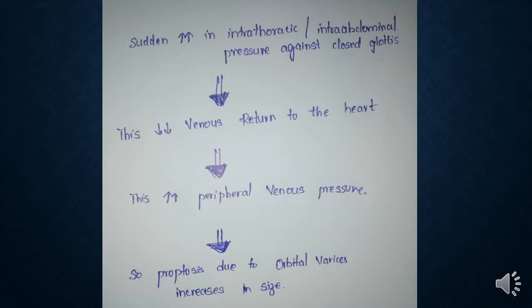So what happens in Valsalva maneuver? There will be rise in intrathoracic or intra-abdominal pressure against closed glottis. This decreases the venous return to the heart. Again, this increases the peripheral venous pressure. So, proptosis due to orbital varices increases in size. This is a video demonstrating the increase in the proptosis after Valsalva maneuver.